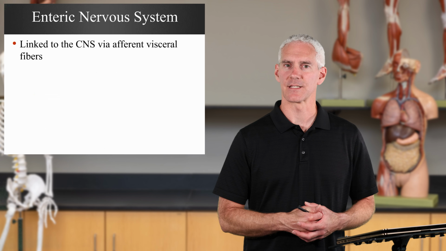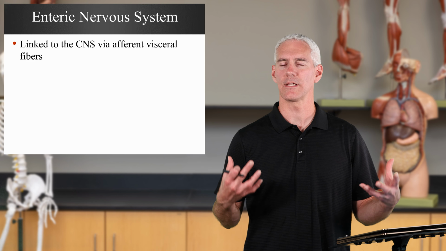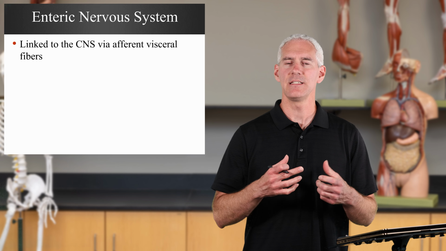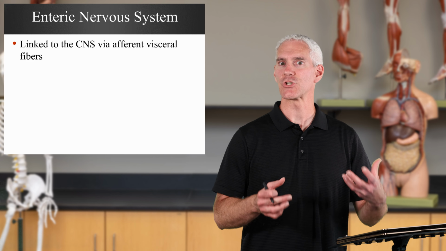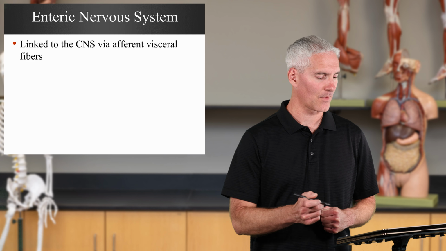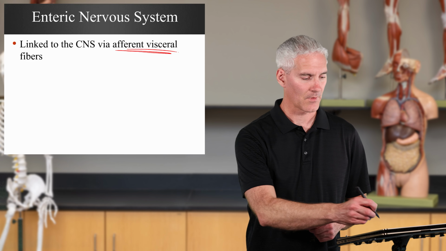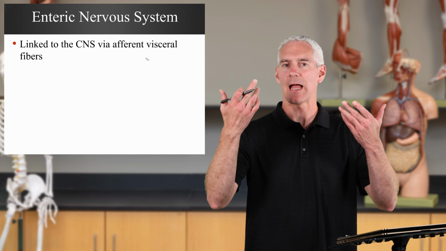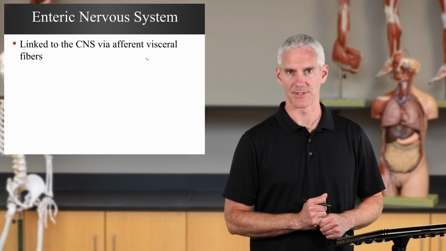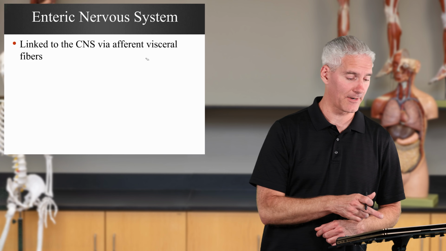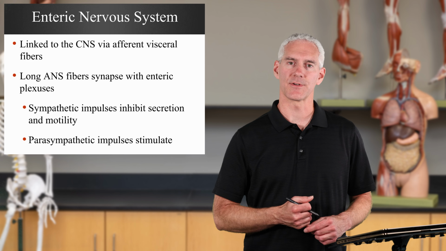Now sure, it's linked to the central nervous system, because the central nervous system is going to have overarching themes here. The idea is it controls the broader swaths, controls the whole system, makes sure everything is working properly. Now it's being linked via the afferent visceral fibers. So again, we're looking at the fibers that are coming from the gut and going to the central nervous system. In this case, we're going to start with the afferent fibers. So looking at the ANS, autonomic nervous system.